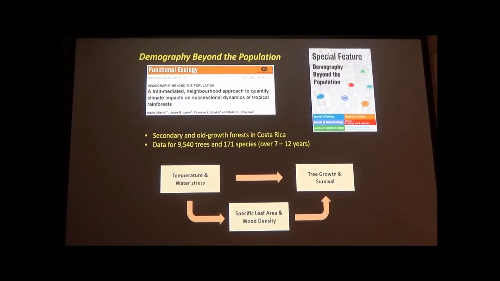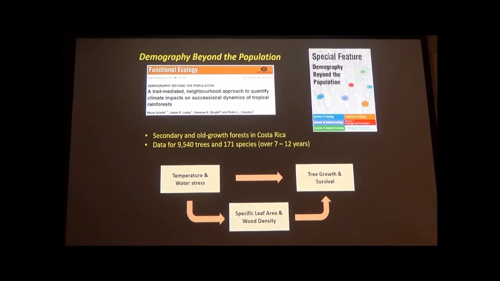Another really interesting example is a paper by Maria Uriarte and colleagues. They have this massive data set from Costa Rica with giant 1-hectare plots in several different forests where they have almost 10,000 trees and 171 species over 7 to 12 years. They measured temperature and water stress in these plots over time. They measured changes in traits such as specific leaf area, which is the mass of leaves divided by the area, and it has important implications for rates of photosynthesis and respiration, and wood density, which has important implications for dealing with water stress, but also potentially limiting growth rates.